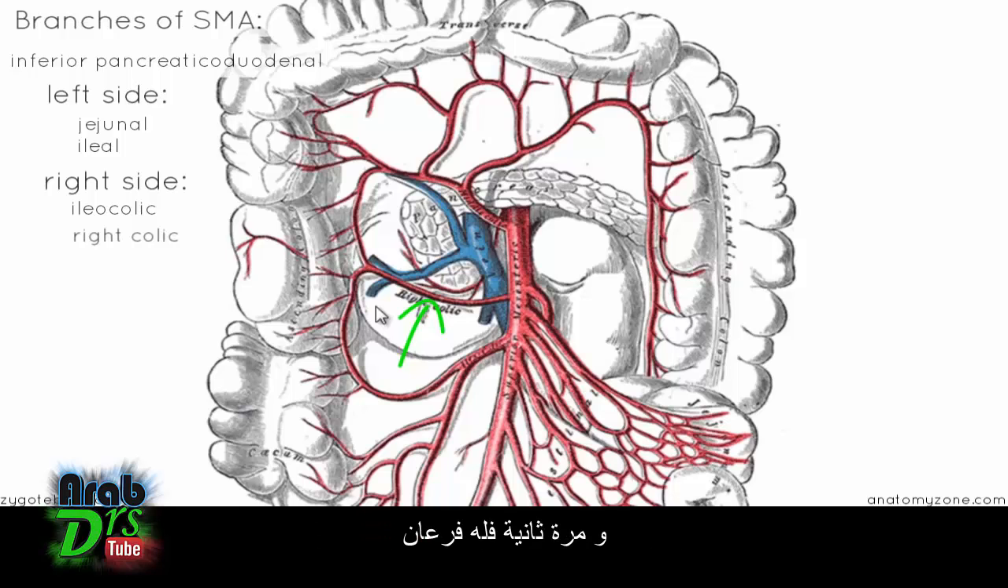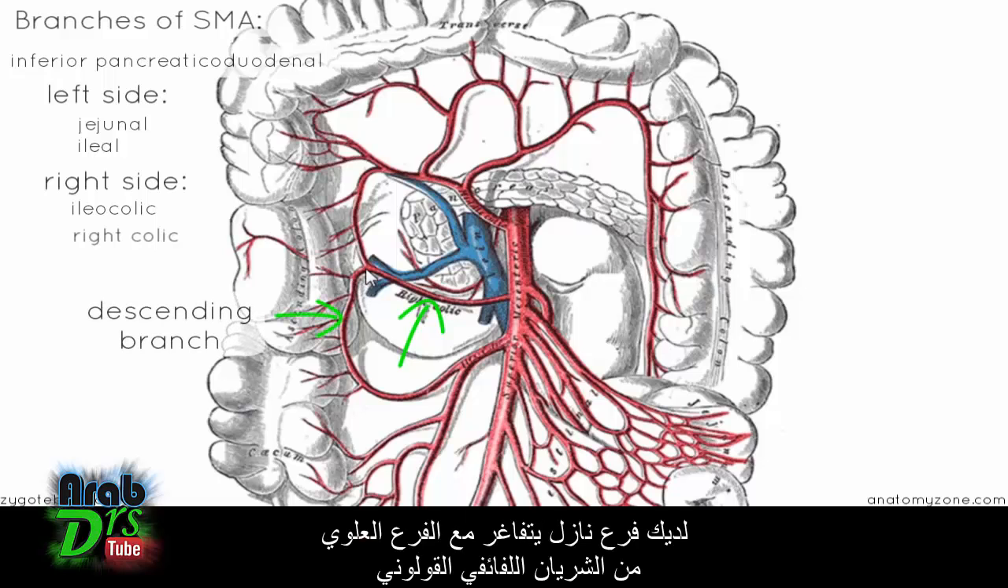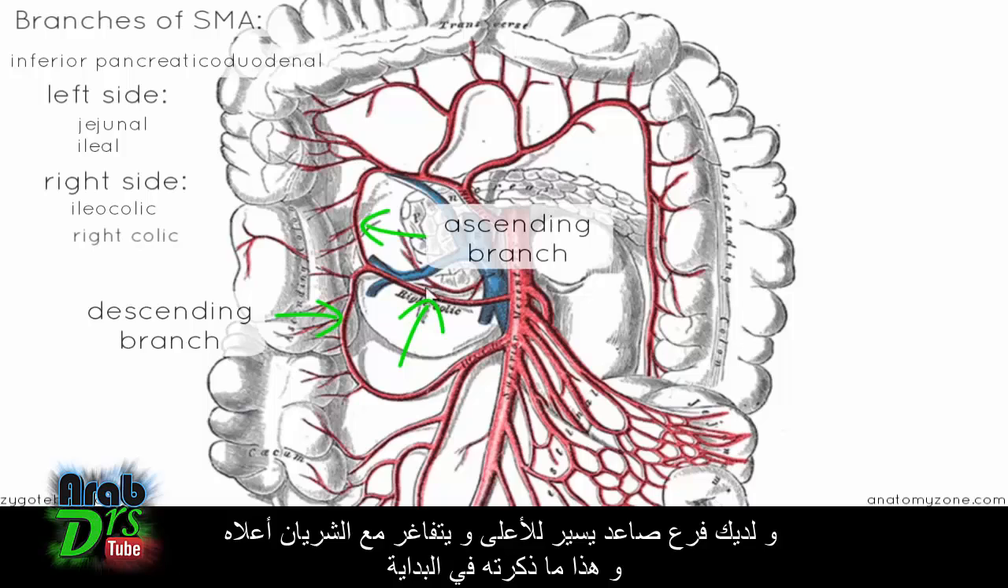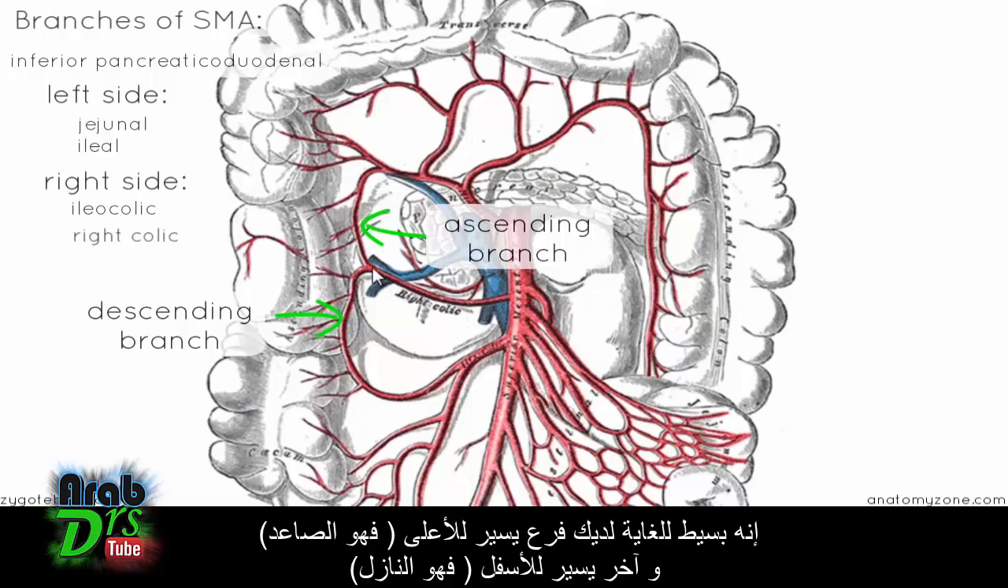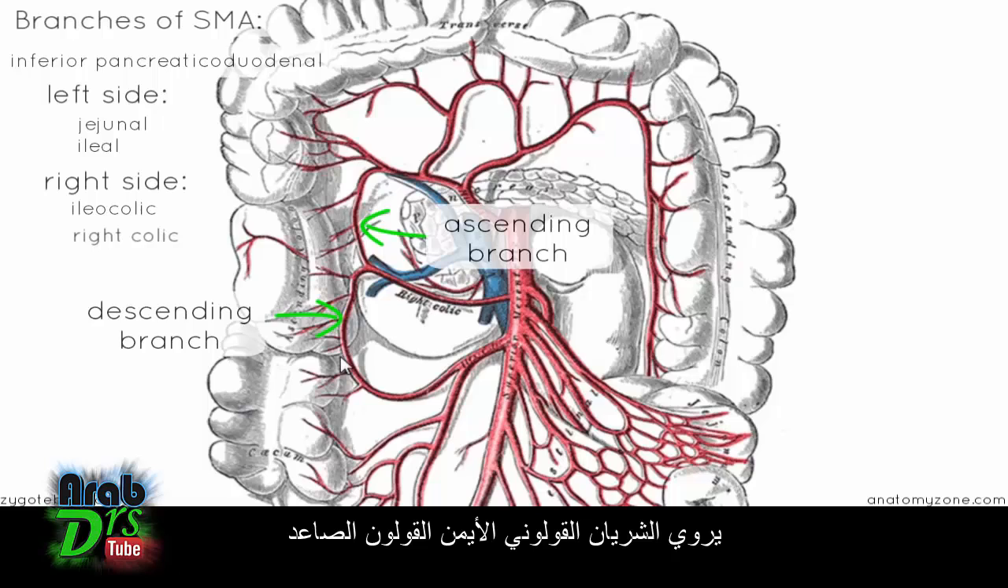And again, it's got two branches. So you've got a descending branch, which anastomoses with the superior branch of the iliocolic artery. And you've got an ascending branch, which ascends up and anastomoses with the artery above it, which I mentioned at the start. So the middle colic artery has a branch which anastomoses with a branch from the right colic artery. So it's fairly simple. You've got a branch which goes up, so it's ascending, and you've got a branch which goes down, so descending. So the right colic artery supplies the ascending colon.